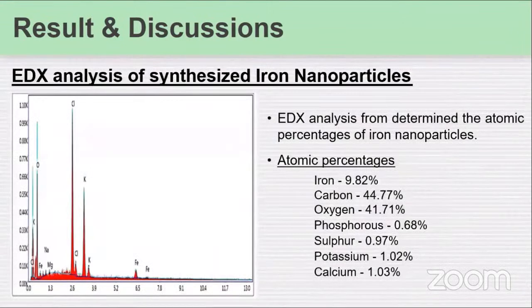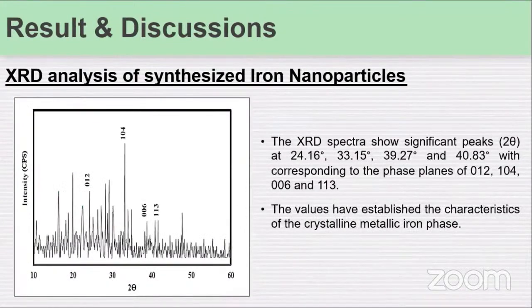Then I explain the EDX analysis of the synthesized iron nanoparticles. We can see the diagram of the EDX analysis. EDX analysis determines the atomic percentages of the iron nanoparticles. We can get the atomic percentages of iron, carbon, oxygen, phosphorus, sulfur, potassium, and calcium in the synthesized iron nanoparticles.